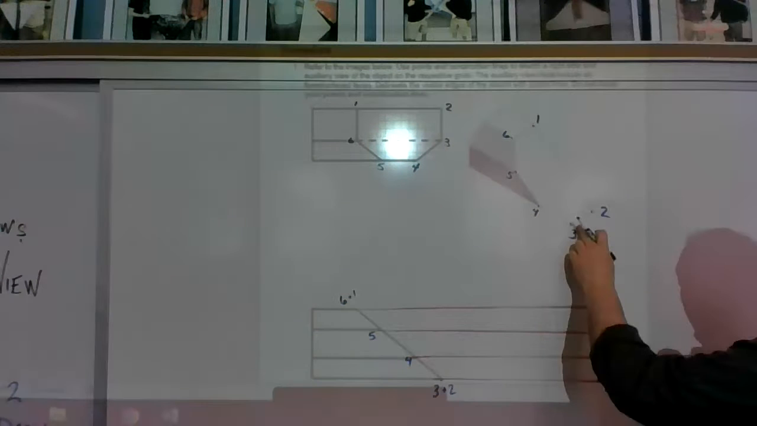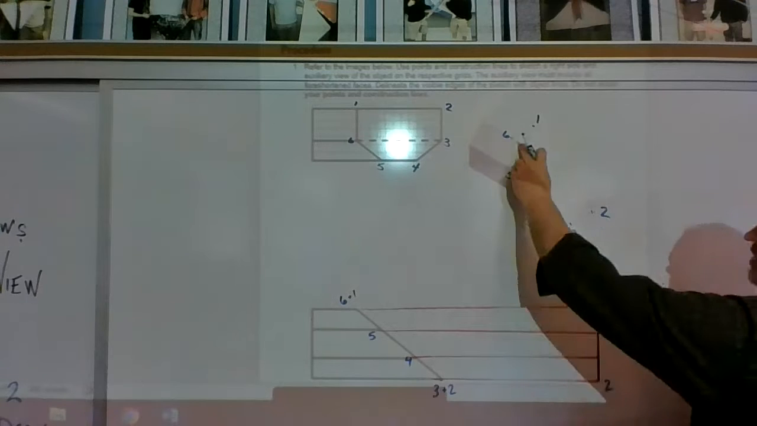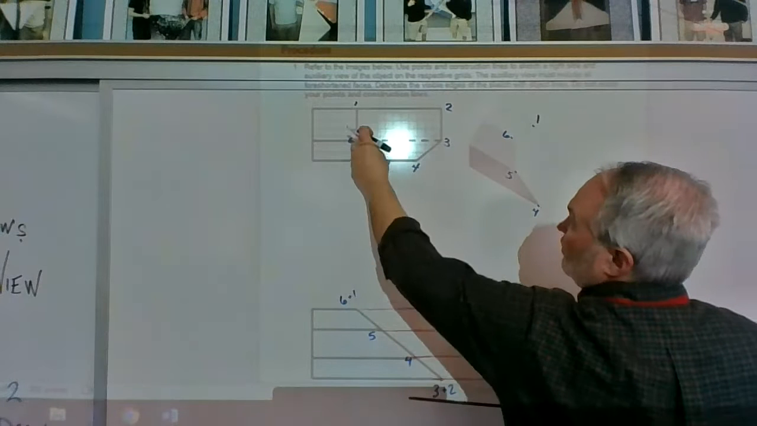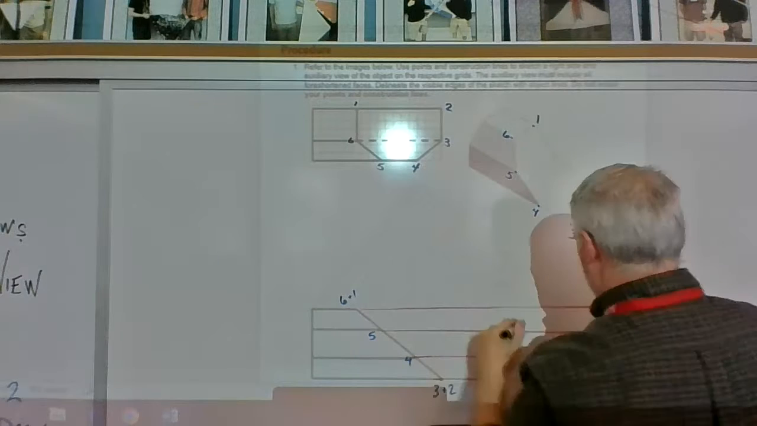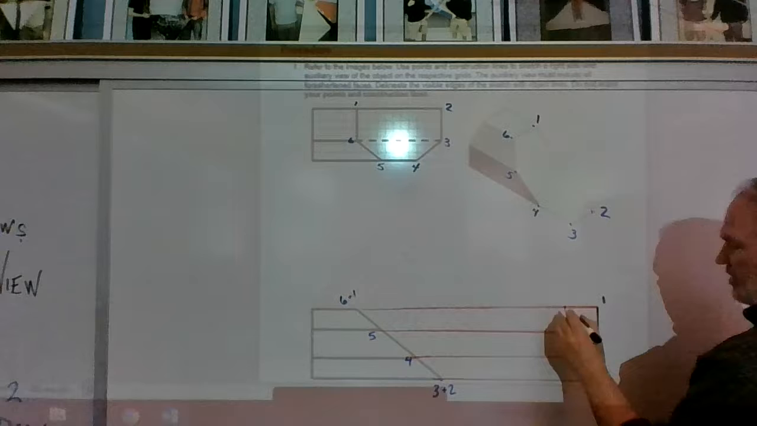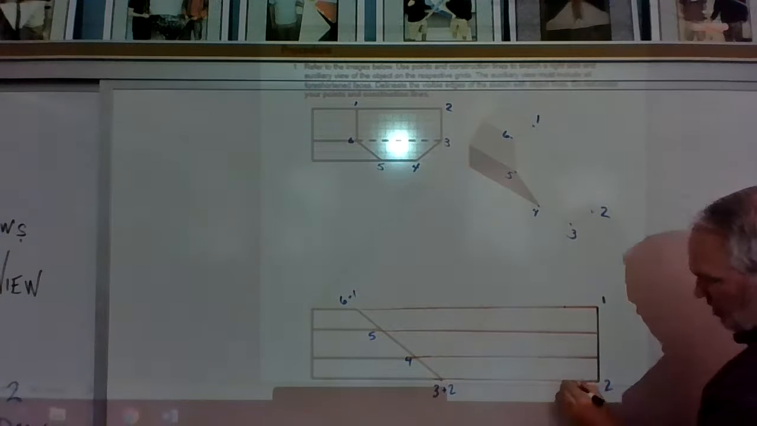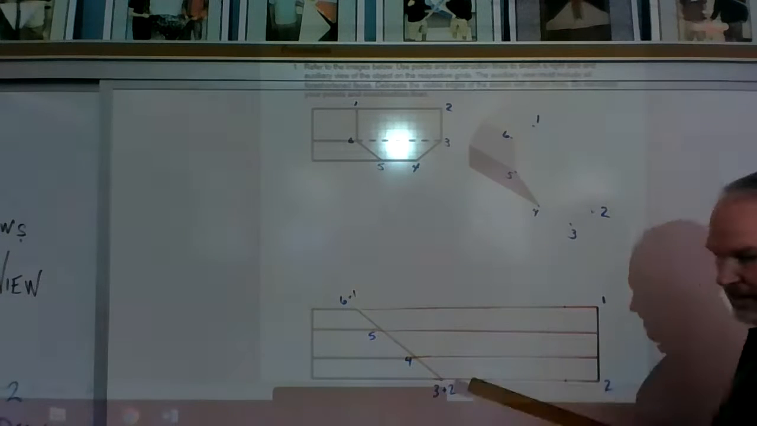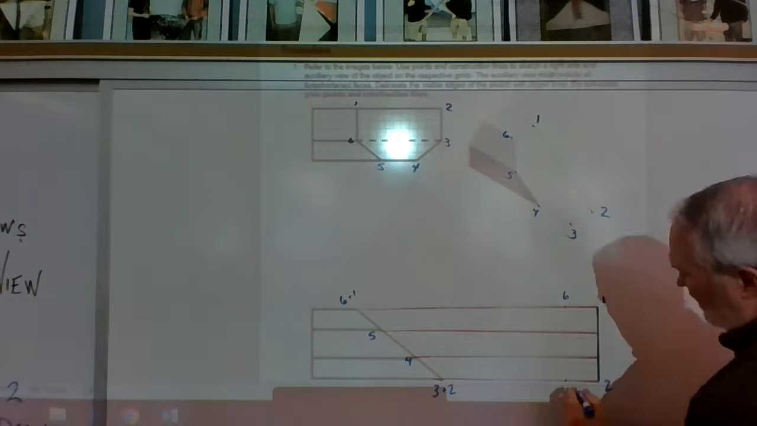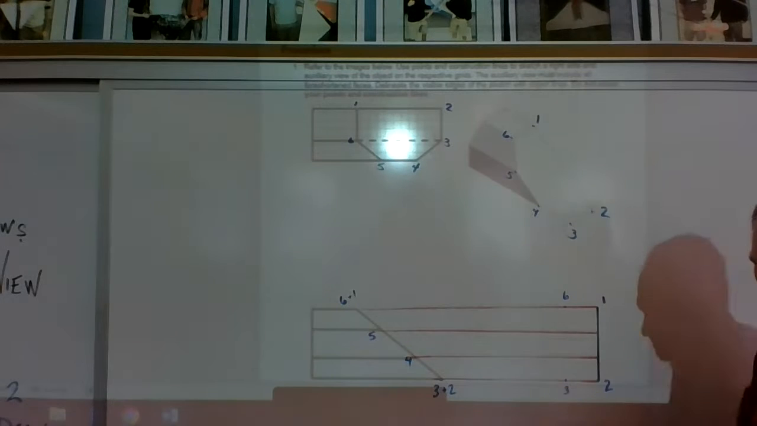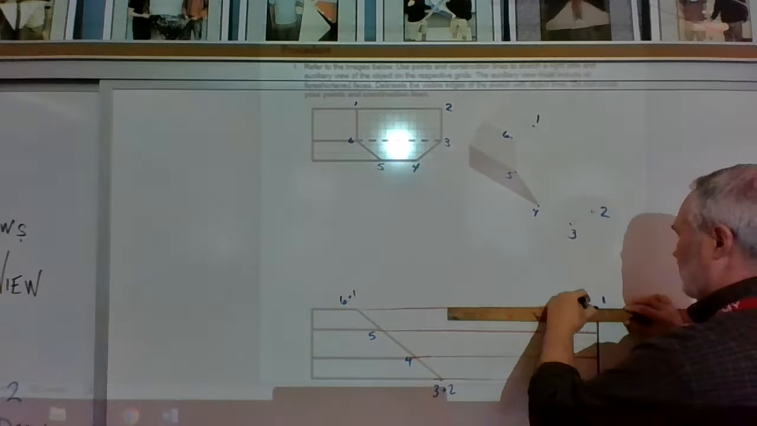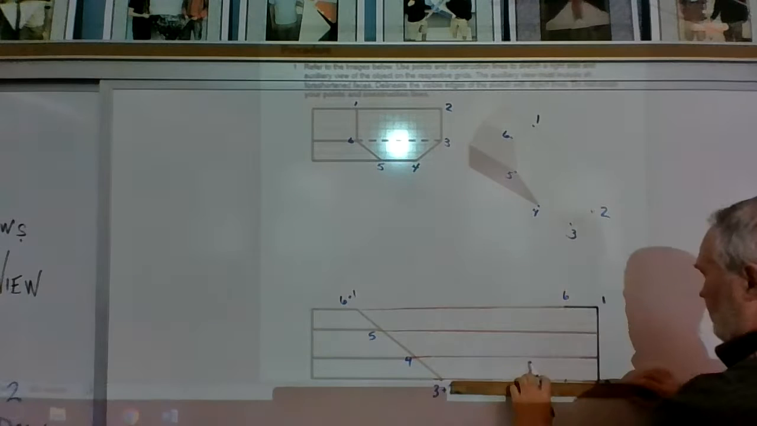So I need to know how far it is from 2 to 3 and 1 to 6. The nice thing is the top view gives you your depths. 1, 2, 3 and a half, looks like 4 squares. 1, 2, 3, 4, dot. So this ends up being my number 6 on the top and number 3 on the bottom. So I can make a line that goes from 1 to 6 and one that goes from 2 to 3.